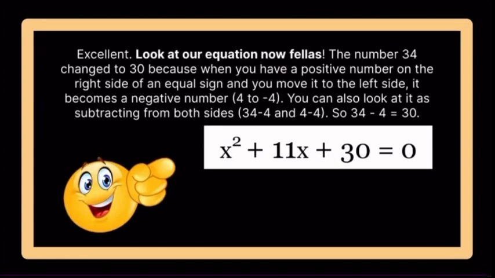Excellent. Look at our equation now, fellas. The number 34 changed to 30 because when you have a positive number on the right side of an equal sign and you move it to the left side, it becomes a negative number. You can also look at this as subtracting from both sides.